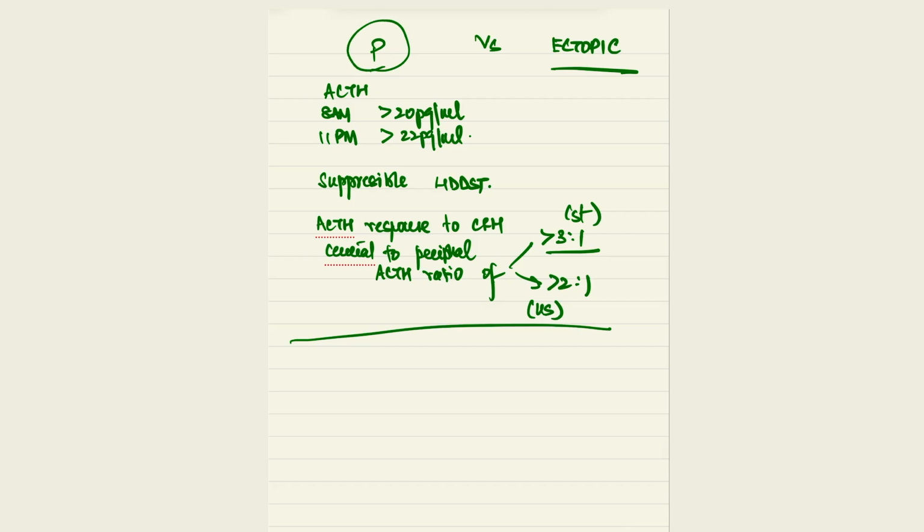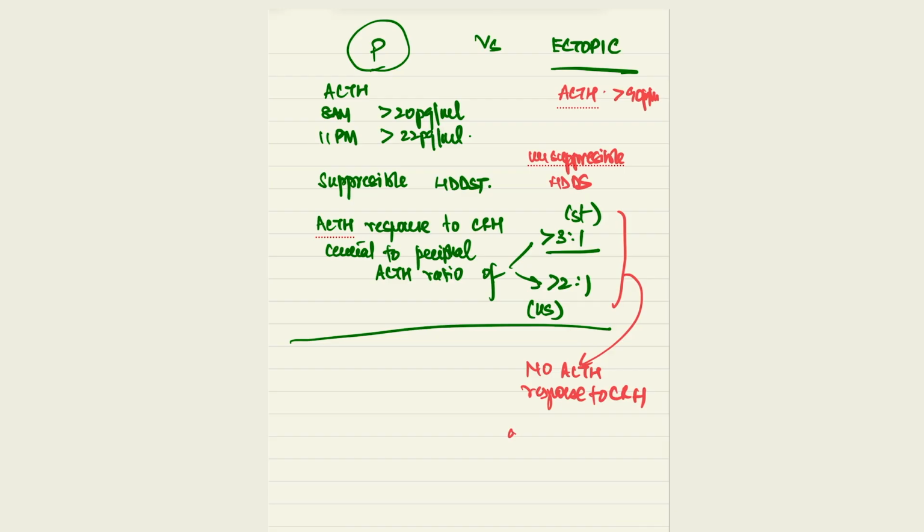While in case of ectopic ACTH, here ACTH is going to be more than 90 picogram per ml. It is going to be unsuppressible on HD-DST. There is going to be no ACTH response to CRH, and obviously no central to peripheral ACTH gradient. This will point towards ectopic. So this finishes our second part of the diagnostic workup.